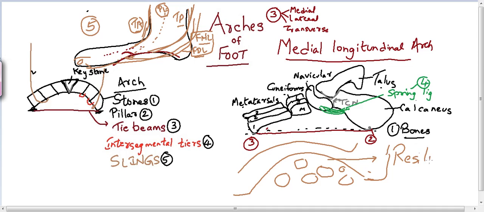Resilient means it is dynamic. It is able to act like a shock absorber while jumping and jolting. And the soft tissues over here, including the nerves and vessels, the pressure is taken up by this medial longitudinal arch. So this resilient medial longitudinal arch is helping in adapting the human being while walking on an uneven surface, especially on a mountain or not so flat surface.